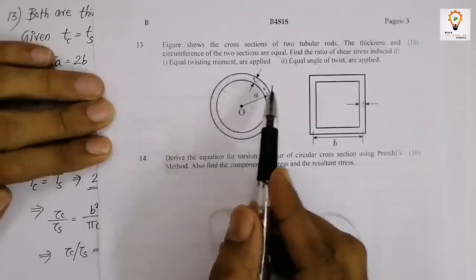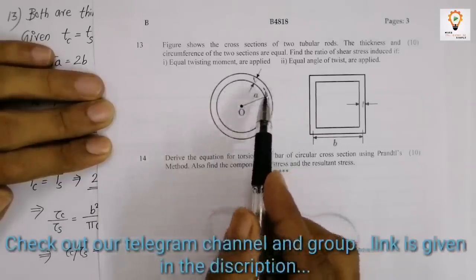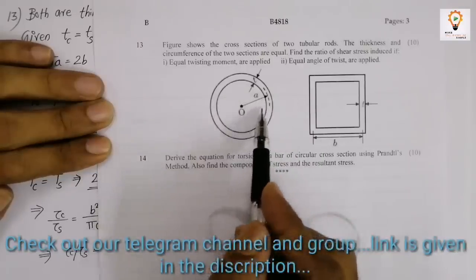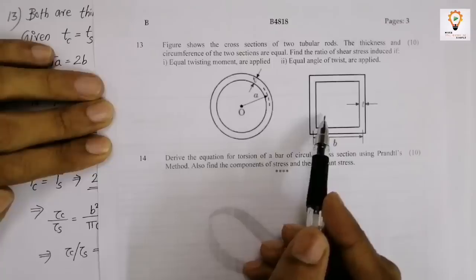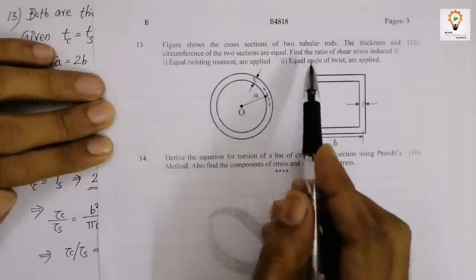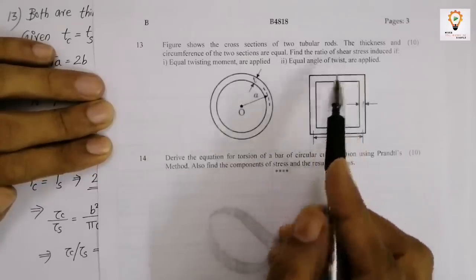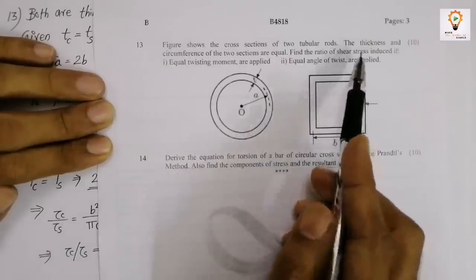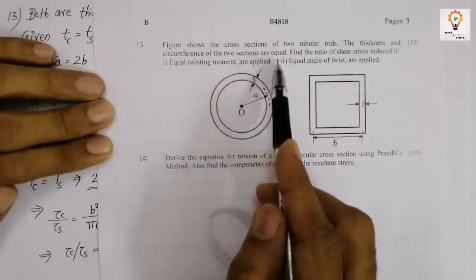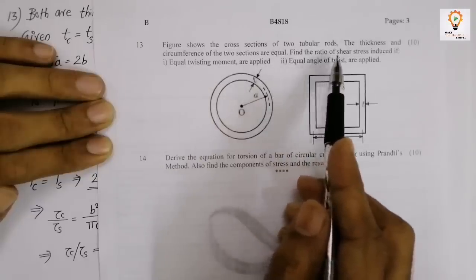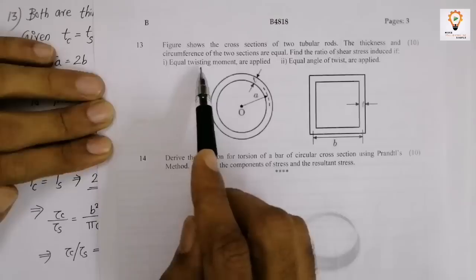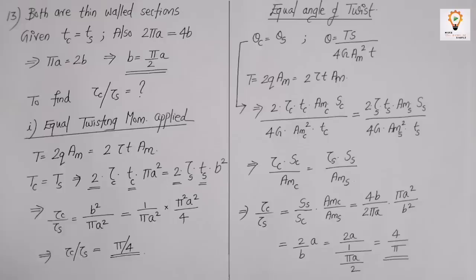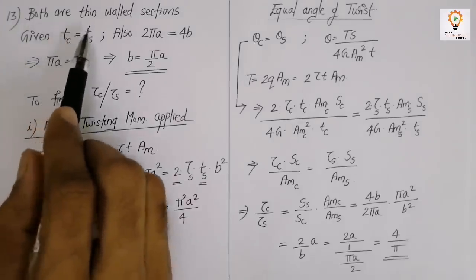Now one more problem from the thin walled sections, where you are asked to compare both the thin walled sections. Now this one is a circular thin walled section and this one is a square section. Now what is the question? The question is to find out the ratio of shear stress of this section to this section. Given thickness and circumference of two sections are equal. Now you have to find out the ratio of shear stress for two cases. First one, equal twisting moment applied, and second one, equal angle of twist. So here both are thin walled sections only.